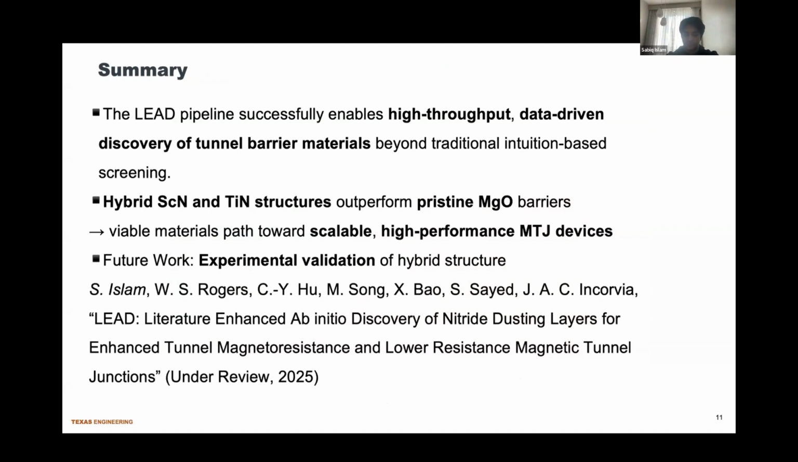From our results, we saw that the hybrid scandium nitride and hybrid titanium nitride are able to outperform the canonical tunnel barrier MgO. And this shows that we have a viable and more scalable path toward achieving high performance MTJ devices suitable for magnetic sensors and hard disk drives. Our future work would be experimentally evaluating these hybrid structures. And this work is currently under review.